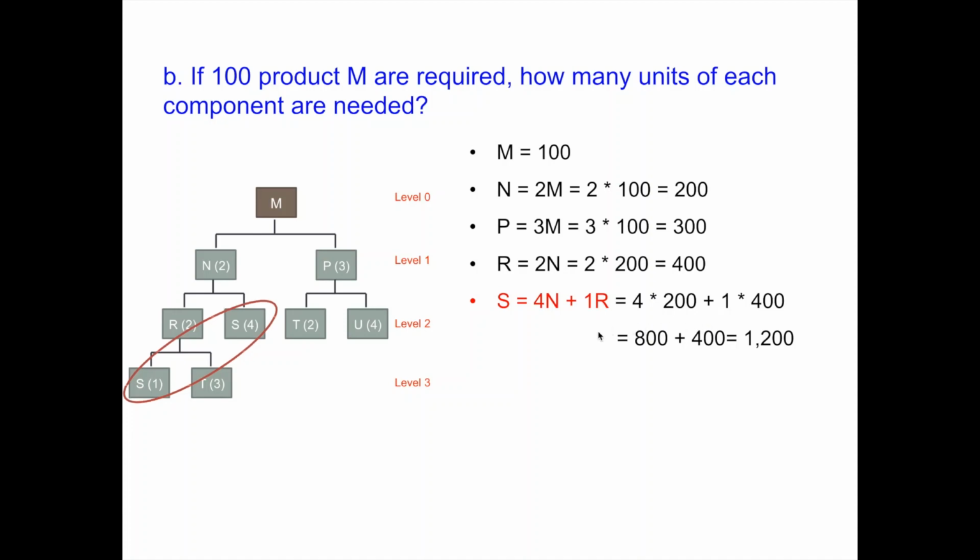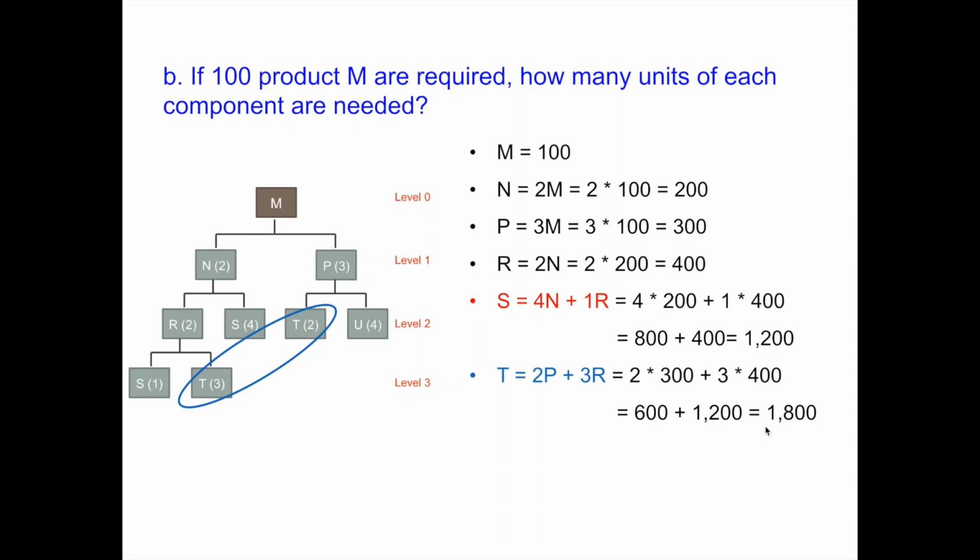Next, component T is utilized to produce subcomponents P as well as subcomponents R. So we can calculate T components is equal to 2 times the number of components P plus 3 times the number of components R, which is 2 times 300 plus 3 times 400. So we need 1800 components T.